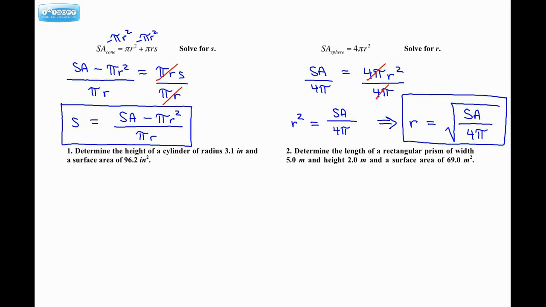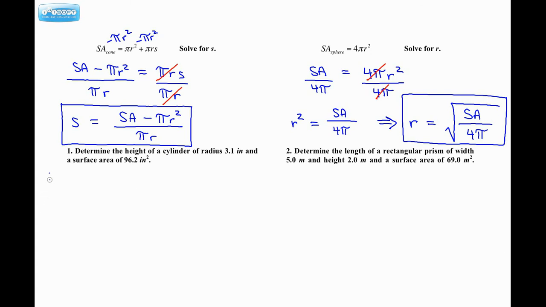All right, well, let's put some of these to use. Number 1, it says determine the height of a cylinder of radius 3.1 inches and a surface area of 96.2 inches squared. So we actually already have the formula we need. I believe that was the first one that we worked on, where we solved for the height, because the radius is given and the surface area is already given.